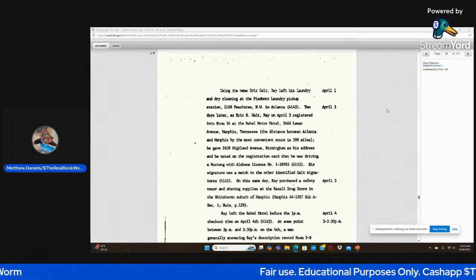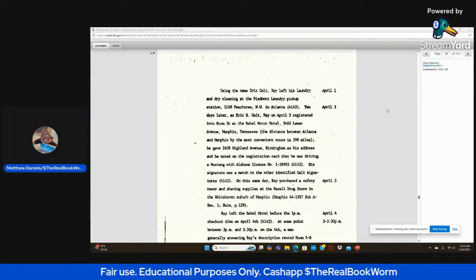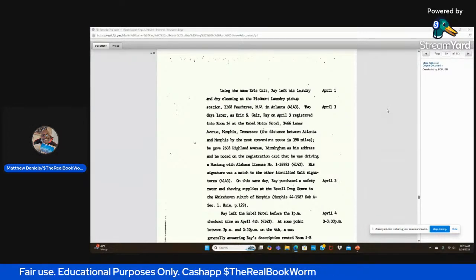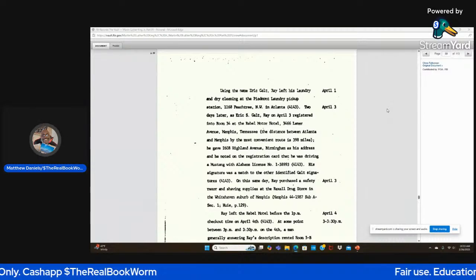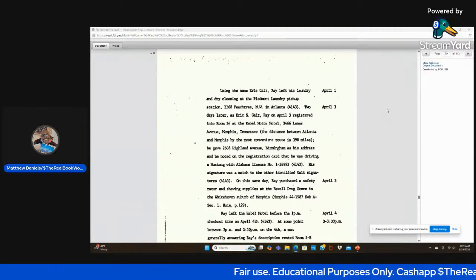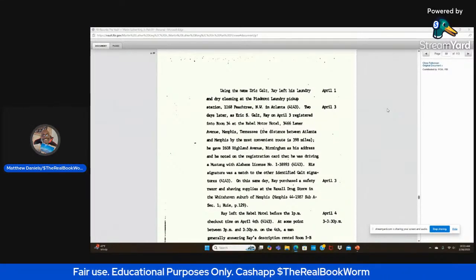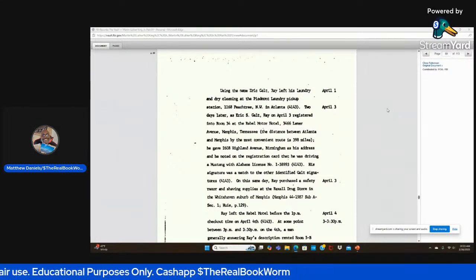Using the name Eric Galt, Ray left his laundry and dry cleaning at the Piedmont Laundry Pickup Station, 1168 Peachtree, NW in Atlanta. 2 days later, now this is April 3rd, the day before the King assassination, as Eric S. Galt, Ray registered into room 34 at the Rebel Motor Hotel, 3466 Lamar Avenue, Memphis, Tennessee.